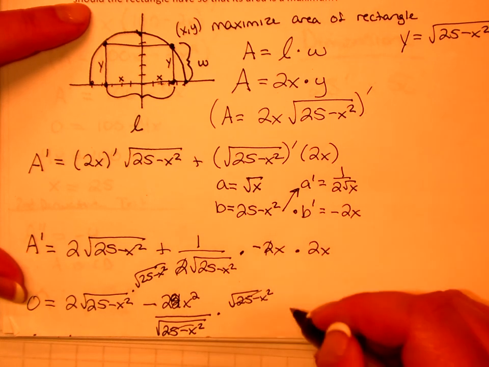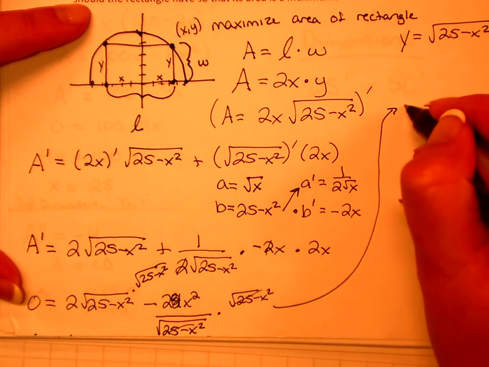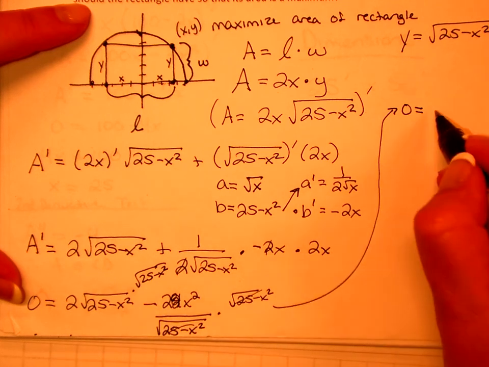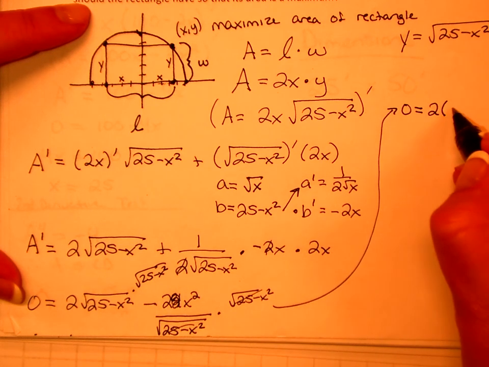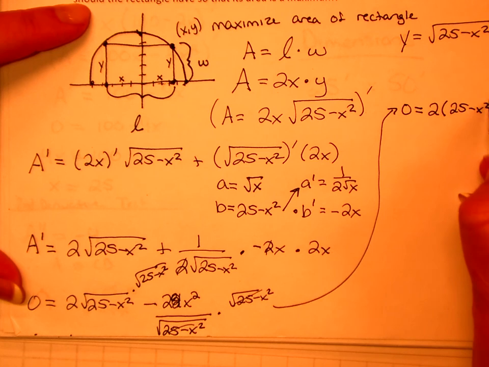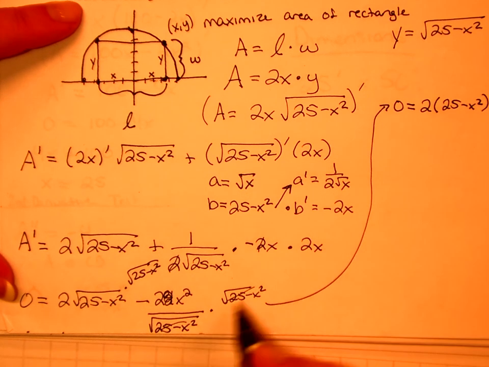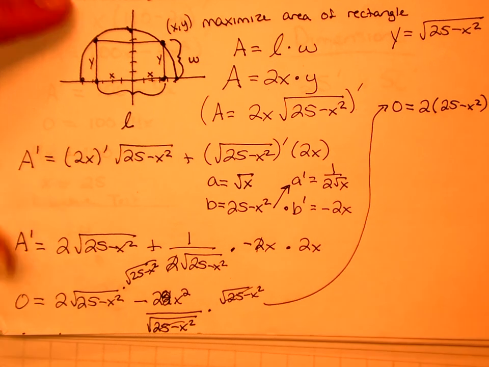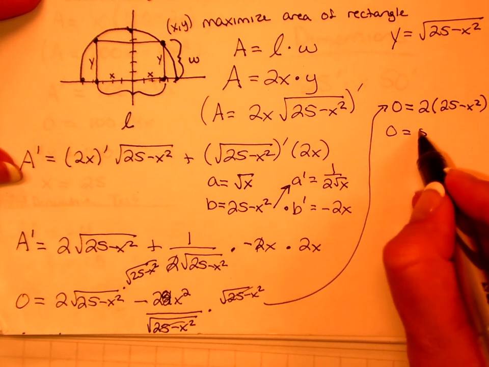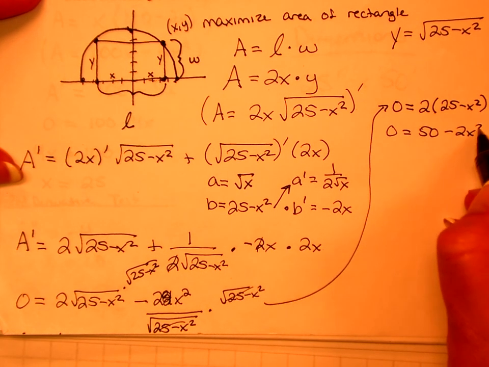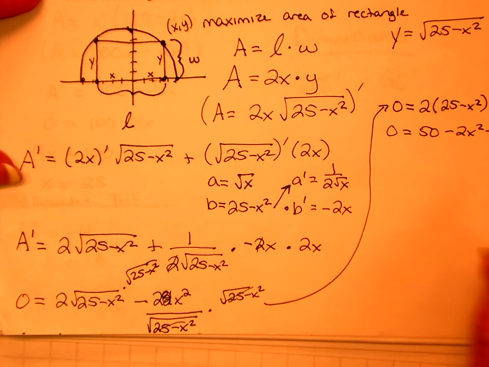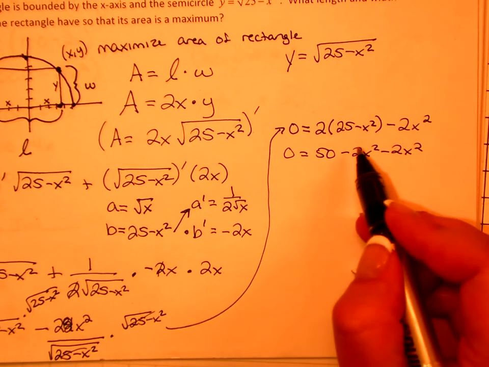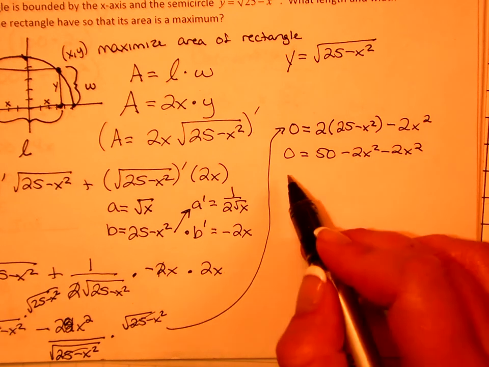So I get 0 equals. So if I multiply these square roots together, I'm going to get 2 times 25 minus x squared without a root. And then what's going to happen here is I'm just left with minus 2x squared. Okay. So I get 50 minus 2x squared minus 2x squared. So this is minus 4x squared. So I'm going to add that over.